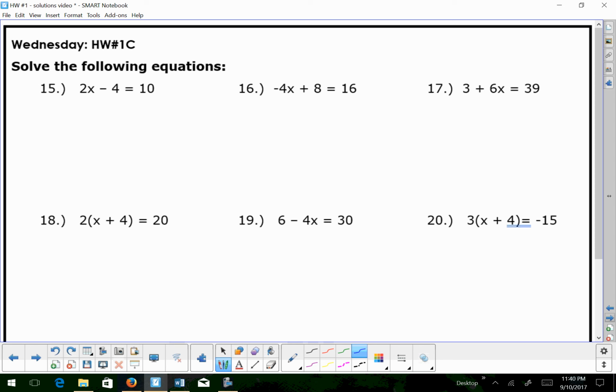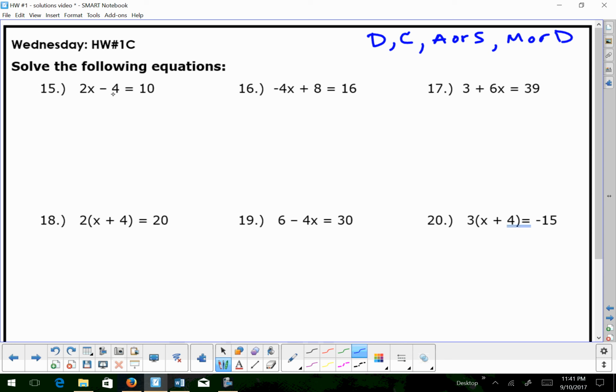Now for Wednesday's assignment. You can certainly use a calculator for this, but I'm going to show you the basic steps. If there are any parentheses, you distribute first. If there's more than one term that can be combined, you combine second. Third, you add or subtract. And fourth, you multiply or divide.